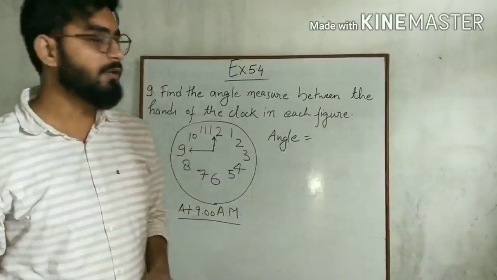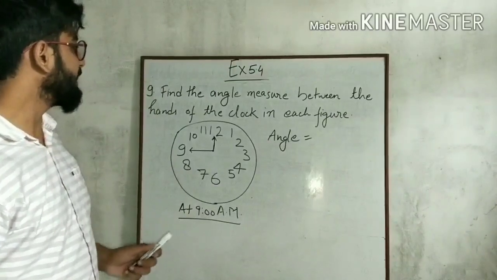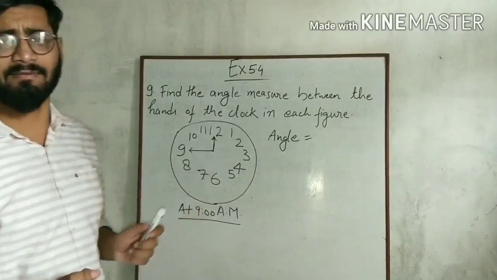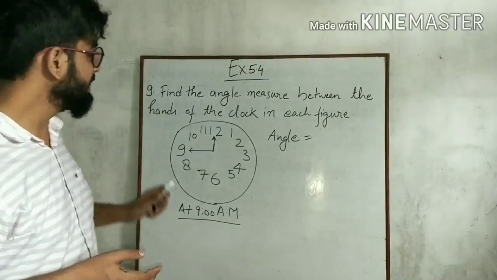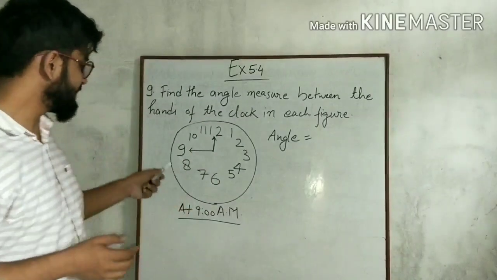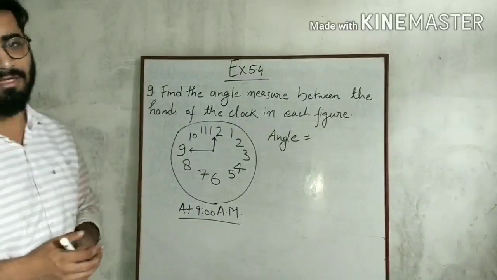Okay. Now we are going to do the ninth question. What is the ninth question? Find the angle measured between the hands of the clock in each figure. Some figures are given and we have to find the angle between the hands of the clock. So first one is this one. At 9 AM, what will be the angle between the hands of the clock?